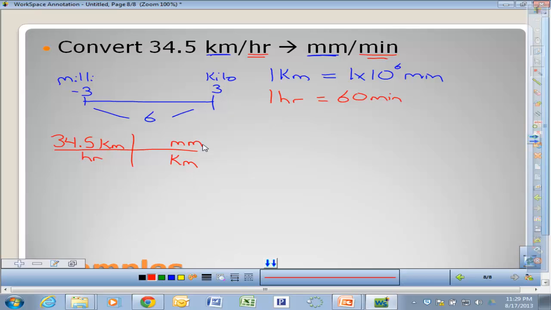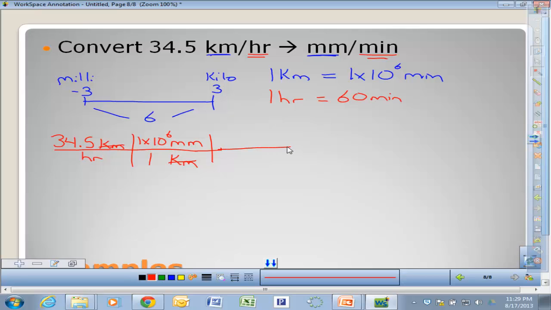So we're going to go ahead and fill in. Kilometer is the bigger of the two. So millimeters is going to get the 1 times 10 to the 6th. So my kilometers cancel. Now if I were to stop right here, I would be in units of millimeters per hour. But I want to go millimeters per minute.